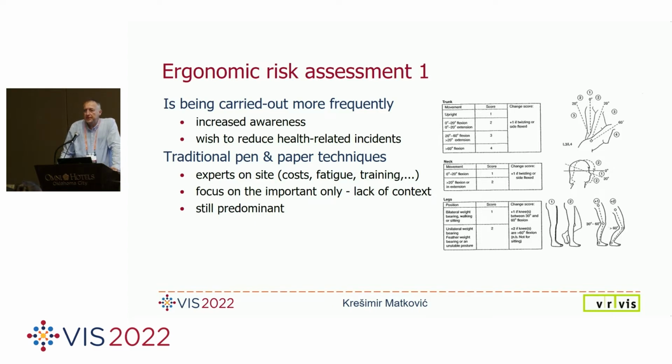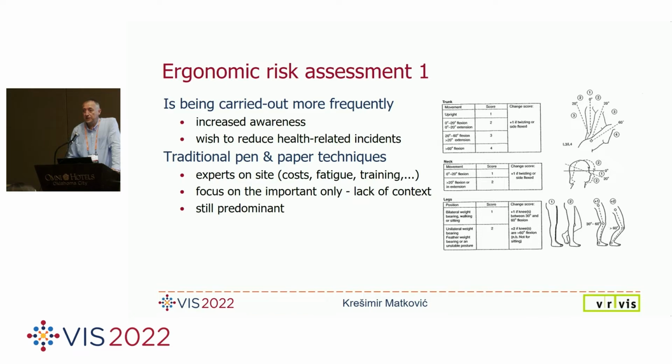Today, ergonomic risk assessment becomes more and more important. People are aware that it's important that workers do their work in a healthy manner, that they don't get injured, for their well-being, but also to reduce costs, because injured workers will not be able to work and will have to take medical care and so on. Still, traditionally, it's done mostly with pen and paper in a very conventional way.